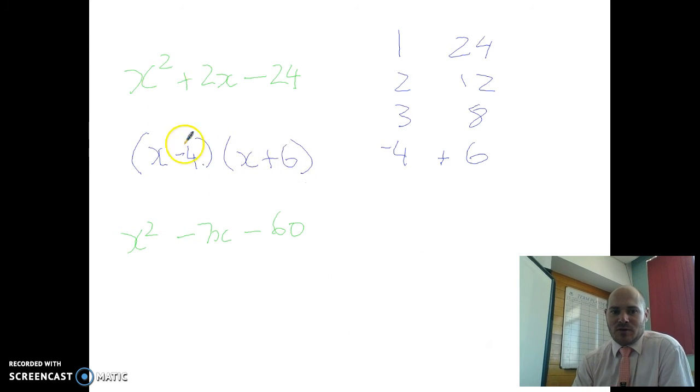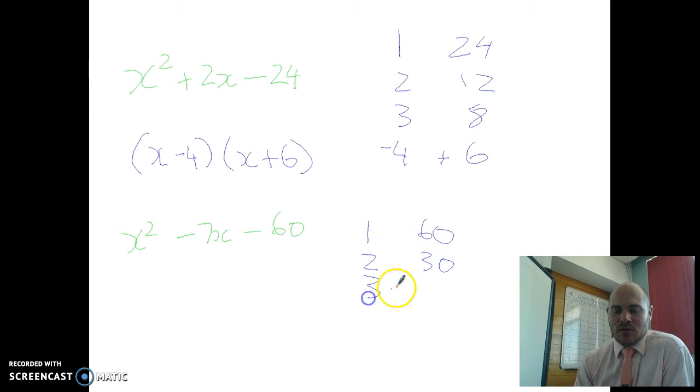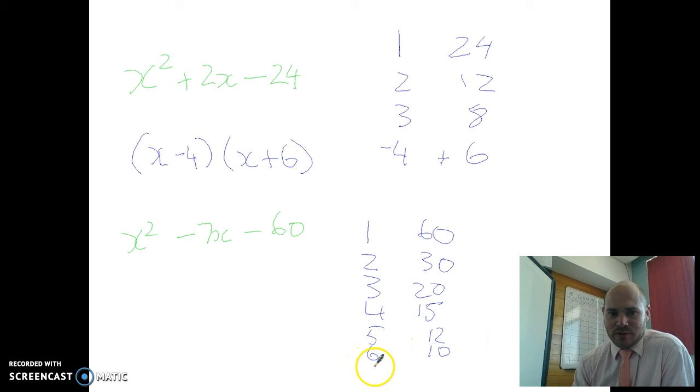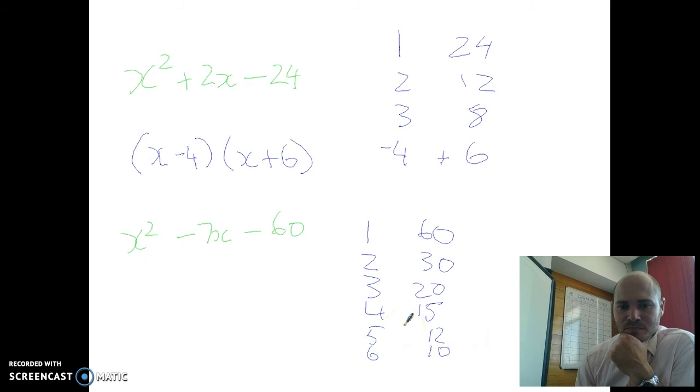Right, it's the same process here. I've got a negative there, so I'll start with my factors. I've got 1 and 60, 2 and 30, 3 and 20, 4 and 15, 5 and 12, 6 and 10. 7 doesn't work, 8 doesn't work, 9 doesn't work. I'm back to my 10. So these are my ones that I need to work with.